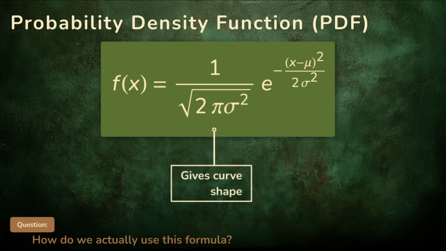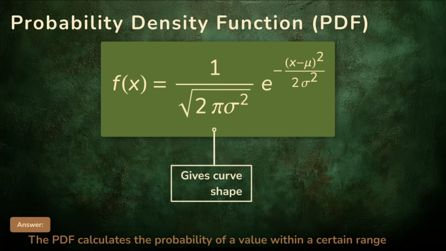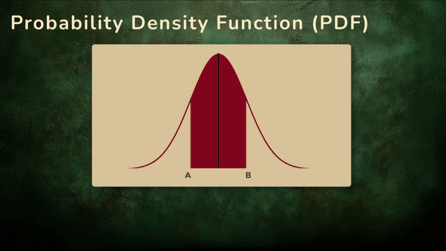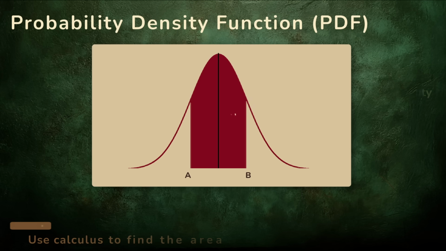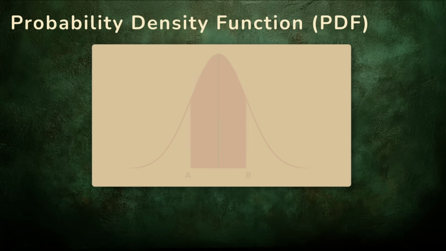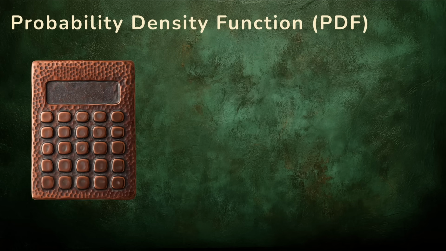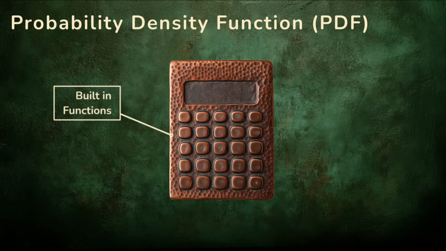But how do you actually use this formula? You use the PDF to calculate the probability that a value falls within a certain range. Specifically, the probability that a value lies between two numbers a and b is the area under the curve from a to b. Finding that area usually requires calculus. You compute an integral. Luckily, you don't have to do that by hand. Software can do it instantly, and most calculators and statistics tools have built-in functions for working with the normal distribution.